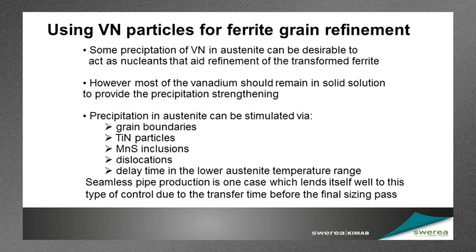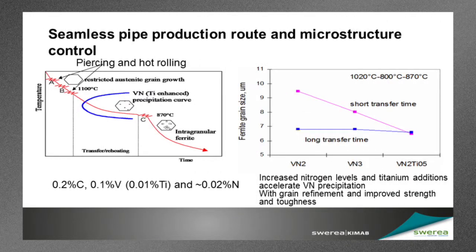Now, one production route which is particularly well suited to this, and we give some examples of how this can be used and the benefits of it, is in seamless pipe production. The left-hand diagram is a schematic of the temperature-time schedule for the steel being processed. First of all, the billet is pierced and hot rolled to dimensions. And then there's quite a long delay, sometimes involving reheating, before the final sizing operation of the pipe is carried out. So it's during this delay that we have a time and a suitable temperature to precipitate vanadium nitride.